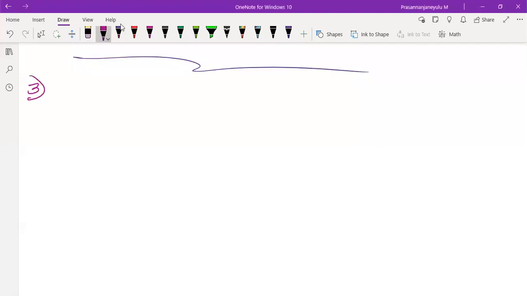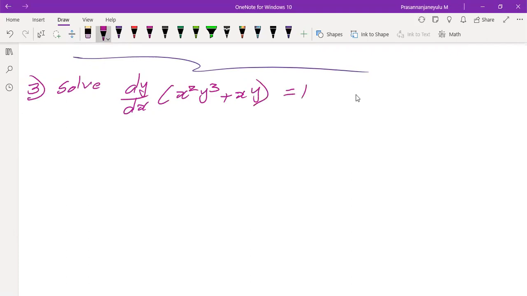Solve dy by dx into x square y cube plus xy is equals to 1. Now, according to our discussion, the dy by dx coefficient may be 1 or may be in functions of the dependent variable y, but here it is in terms of x variables also.